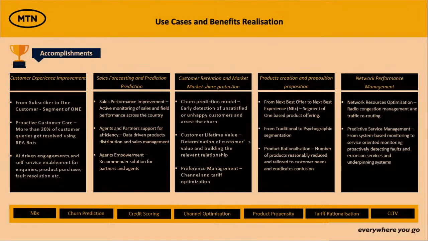For us in MTN, there are 5 areas we needed to deal with. First is around the customer experience improvement. We really want our customers to have a good experience of our services. So we needed to create use cases around that area. The second for us is around sales forecasting and prediction. Today we're able to know that people in the area they may not be able to recharge because the agents that are around that place do not have enough.